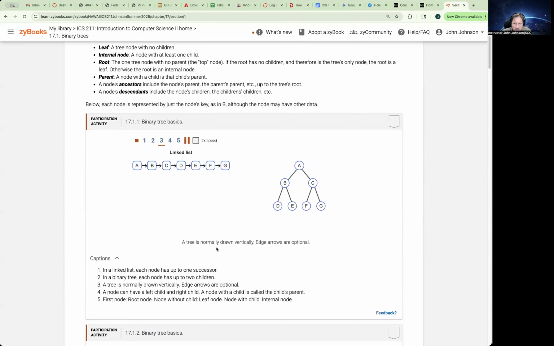A tree is normally drawn vertically. So you've got the top, which is where your root node is going to go. And the edges over here, these are called edges. We'll learn about that in a moment, but the edges are the connectors between each of these nodes. A node can have a left child or right child, and a node with a child is called the child's parent.